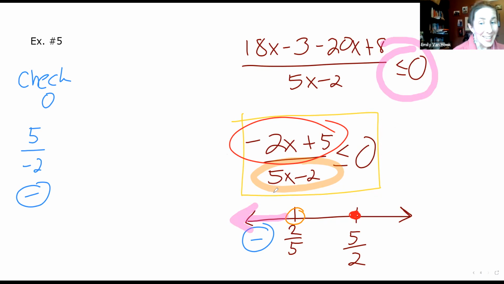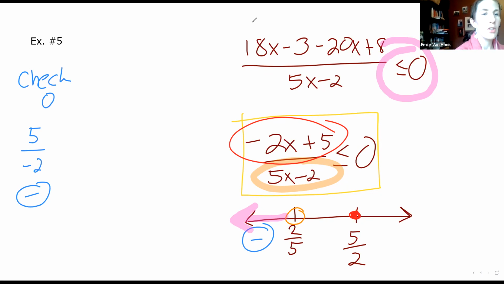Now, what I'm expecting is, again, that pattern of alternating intervals. Let's see if that rings true here. In the middle between 2/5 and 5/2, I think 1 is a good number to try. 2/5 is less than 1, and 5/2, that's 2.5, is greater than 1. So you could use 1 or 2. I'll just use 1.